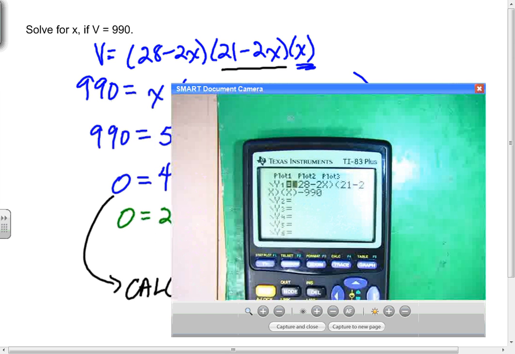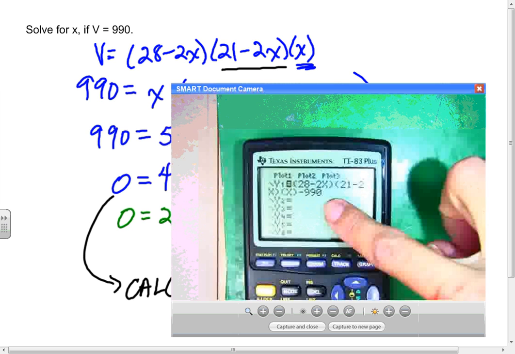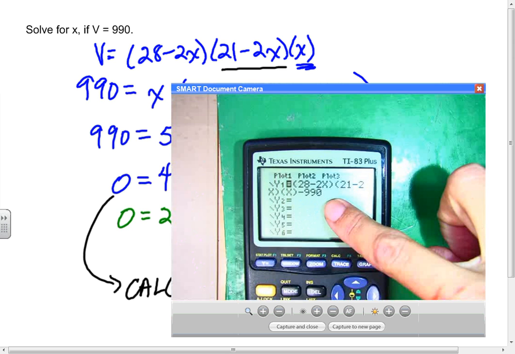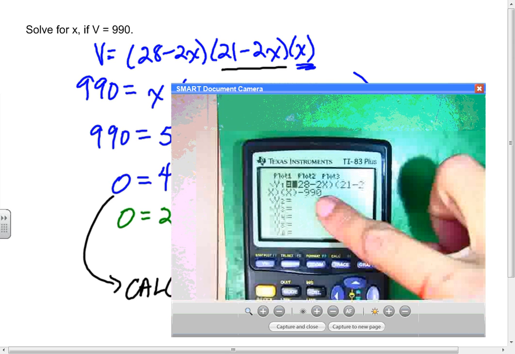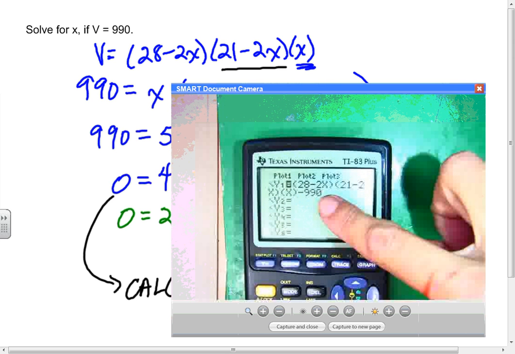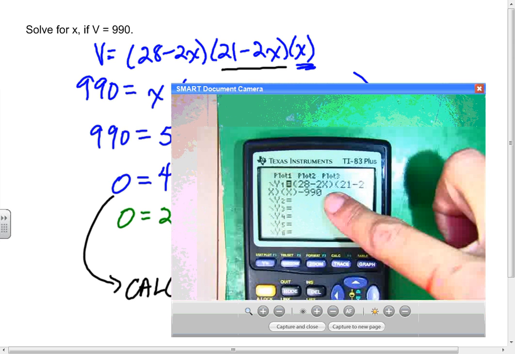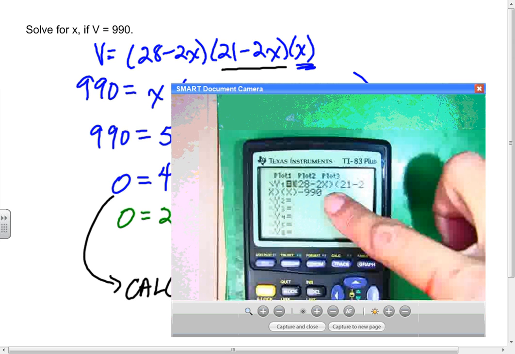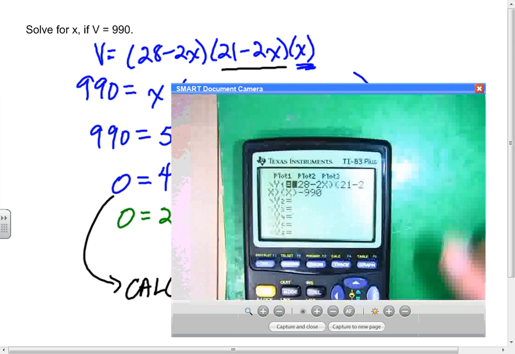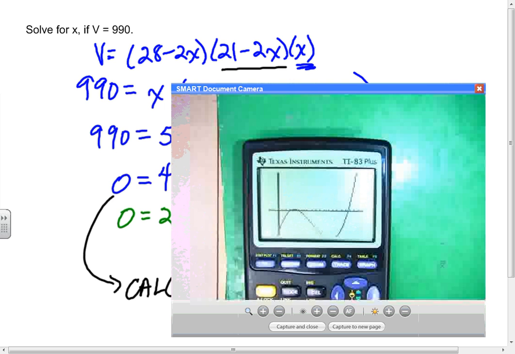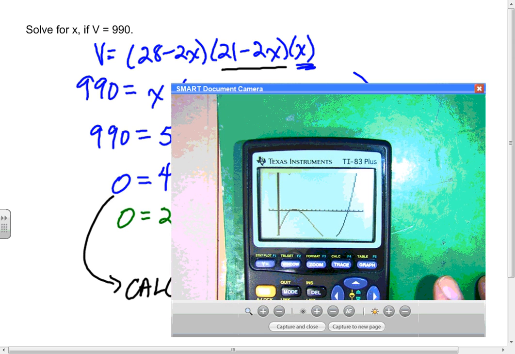If I go back to my y equals button and I add to it minus 990, I have moved that function down 990, and my x-intercepts would then be the solutions to when this volume is 990. In other words, I have set my equation equal to 0 by subtracting 990 from both sides. And my x-intercepts would be the solution to this problem, which would be 3 and 5. So let's have a look. It does look like 3 and 5 are my x-intercepts, which would be my two solutions to this volume problem.